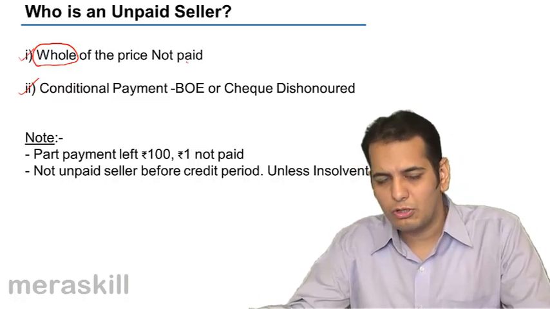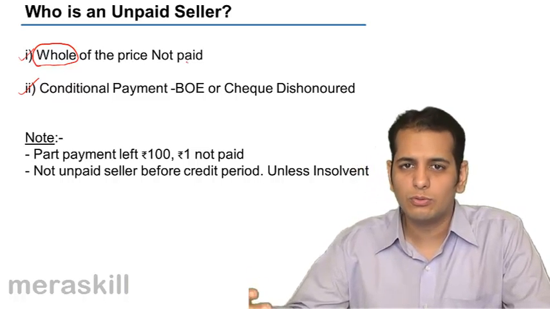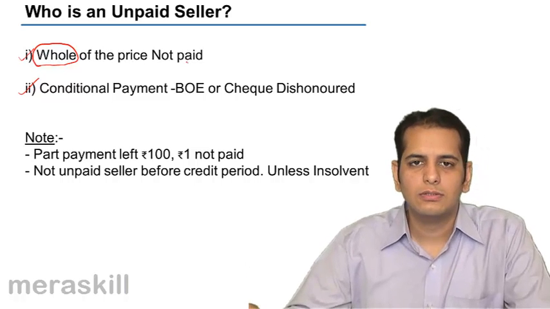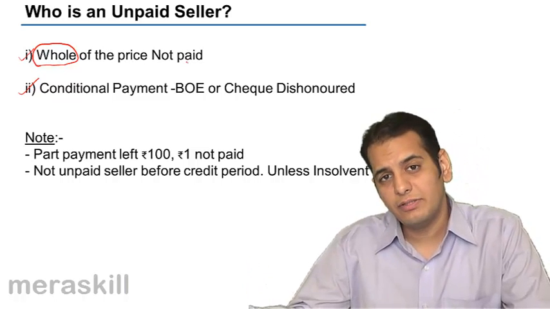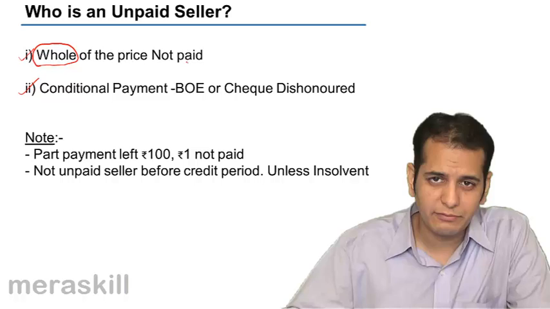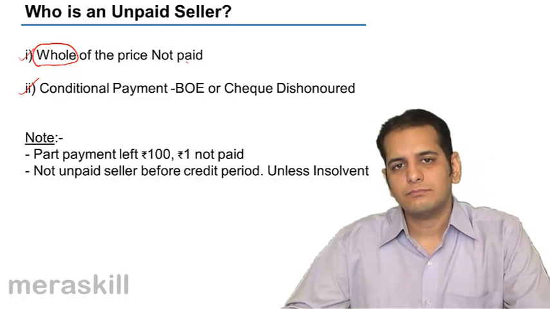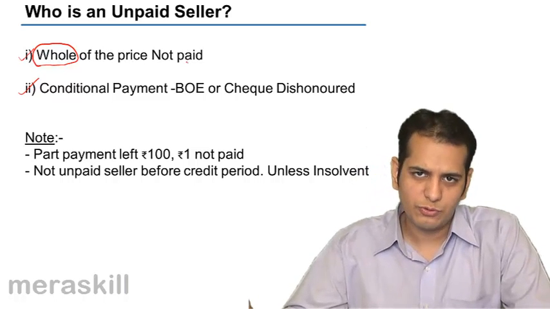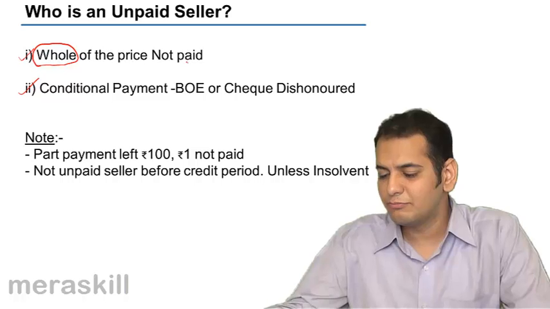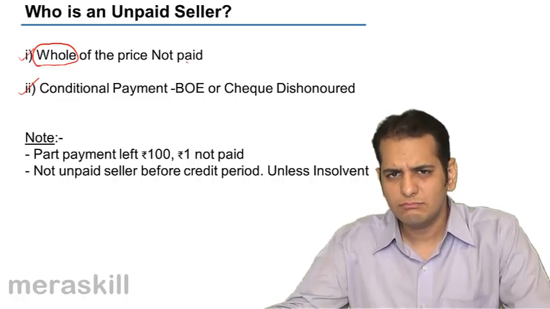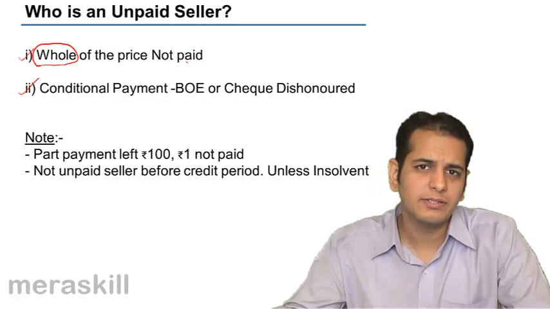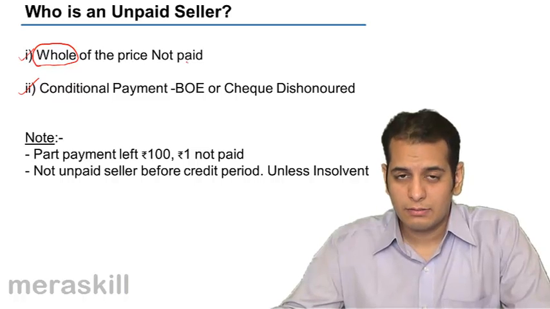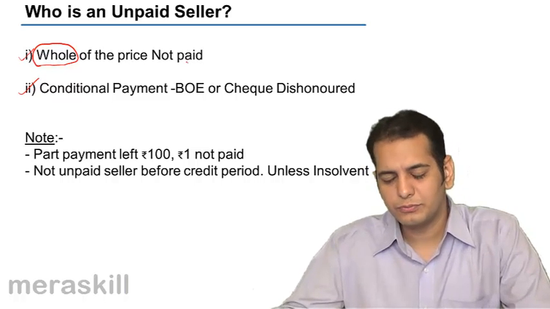You go to a shop, an electronics showroom, to purchase a TV. Let's say the TV costs rupees 25,000, and you give him 20,000 rupees, and you tell him that you'll give him 5,000 after 5 or 7 days, and you take the TV along with you.